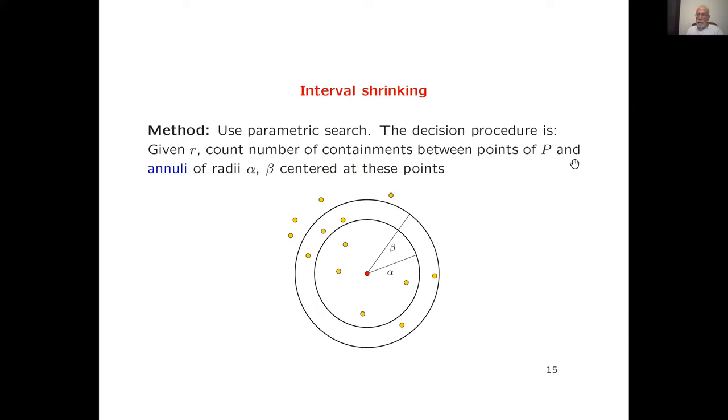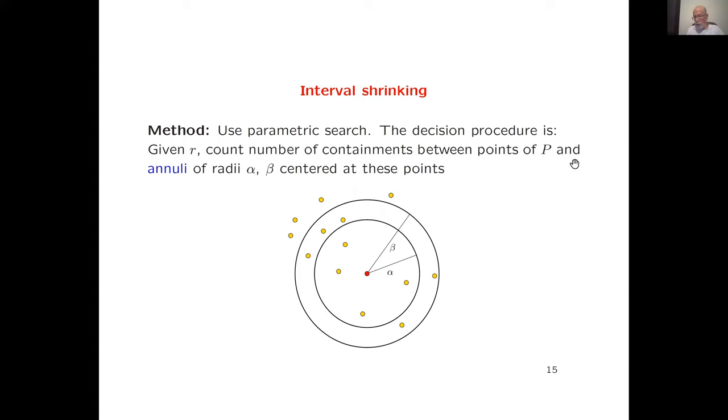So the distance selection algorithm uses parametric search, and we do it too. So in fact, I'm a bit cheating by saying that the bifurcation thing does not have to do parametric search. It doesn't, but we are using in the background another procedure that does use parametric search, but let's ignore this issue. So the decision procedure is given P, sorry. I want to count the number of containments between points of P and annuli of radii alpha and beta centered at these points. Because, for example, here I have such an annulus around the red point, and it has five other points, and all these points are at a distance between alpha and beta from the red point. So this is exactly what I want.